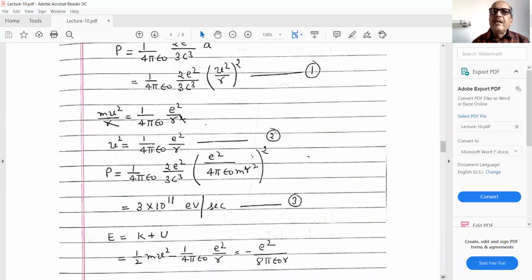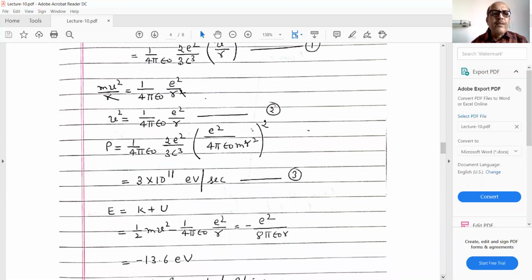Let us now calculate the total energy of the electron in its orbit. So the total energy is given by the sum of the kinetic energy and the potential energy. If v is the velocity, so kinetic energy becomes half mv square. And the potential energy is 1 upon 4 pi epsilon 0 q1 q2 upon r. q1 is electron, q2 is proton. One is positively charged, other is negatively charged. So that is why you have a minus sign here. If you make use of this formula again, mv square is 1 upon 4 pi epsilon 0 e square upon r.